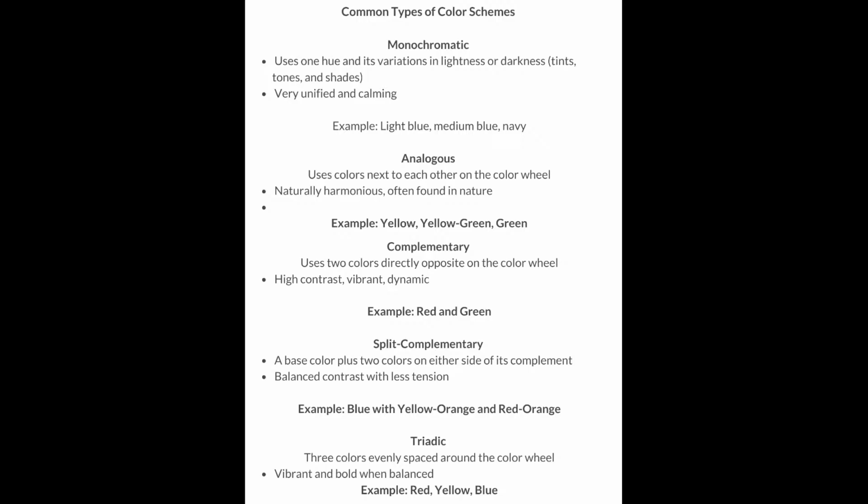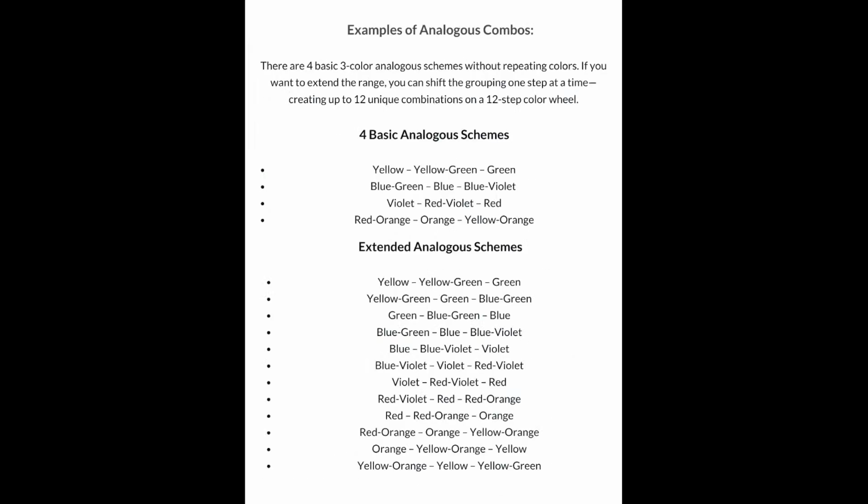And now let's talk about our analogous color schemes. As I said, these are colors that are next to each other on the color wheel. And typically you can use either three colors next to each other or five colors if you really want to extend the range of this color scheme. If you decide to use three colors, you basically have four different schemes you can create. So you can do the yellow, yellow green, and green, the green, the blue green, and blue violet, the red, red violet, and violet, or the red, red orange, and yellow orange.